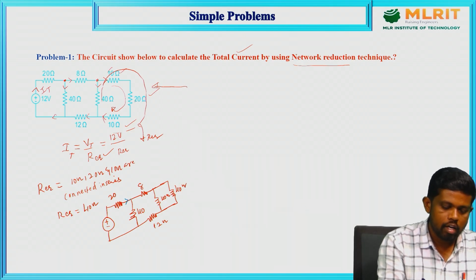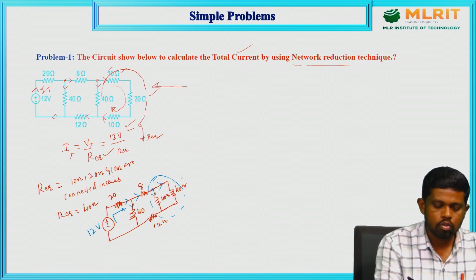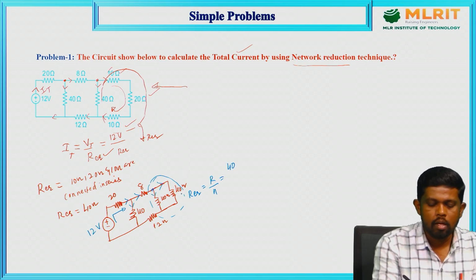Again current is circulating towards this element. Because the current given by the 12 volt battery divides between these two, and also enters here and divides between these two. So these 40 and 40 are in parallel. The equivalent of this combination we can get using the R by N method, where R is the corresponding resistance value, that is 40, and the number of resistors N is 2.